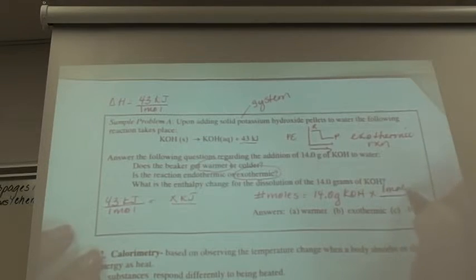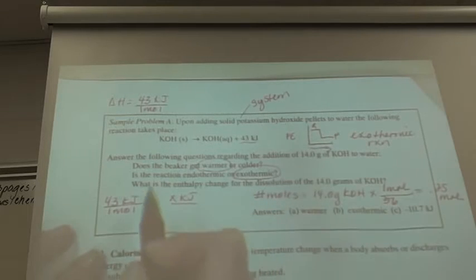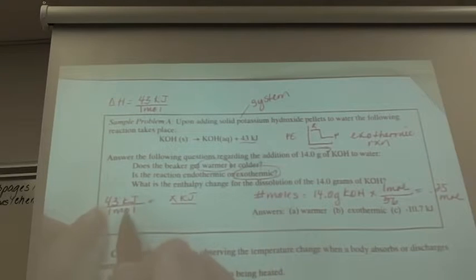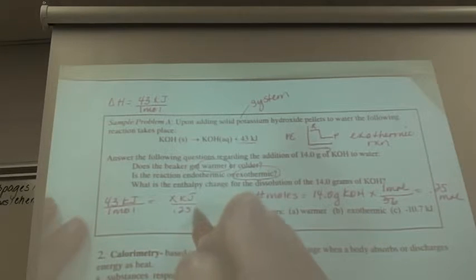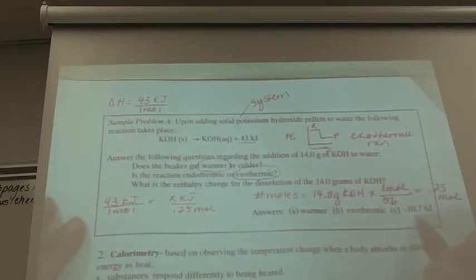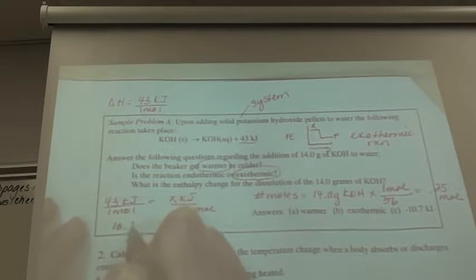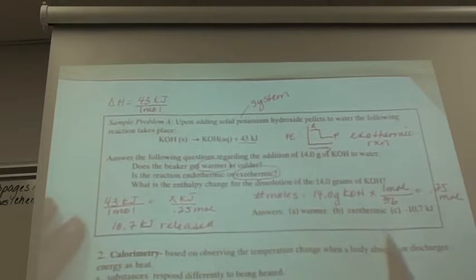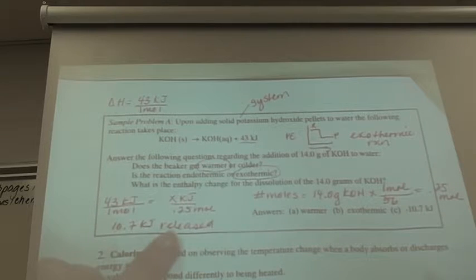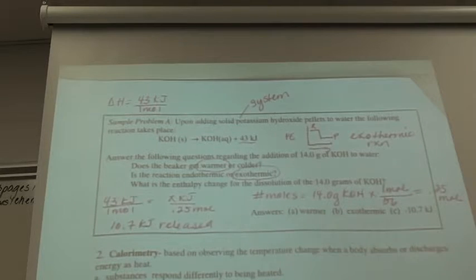1 mole of KOH has a molar mass of 56, so that's 1/4 of a mole. So 43 released in 1 mole, how many in 0.25 moles? And the answer is 10.7 kilojoules released. Now, would I get full credit if I wrote that? Yeah. Or you can shorthand it minus 10.7.